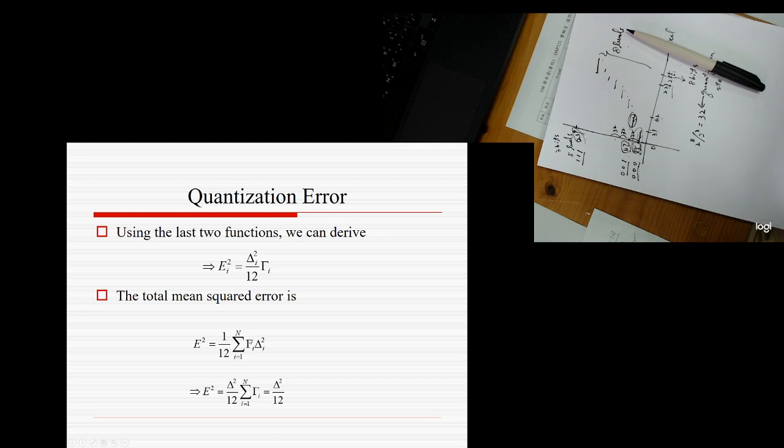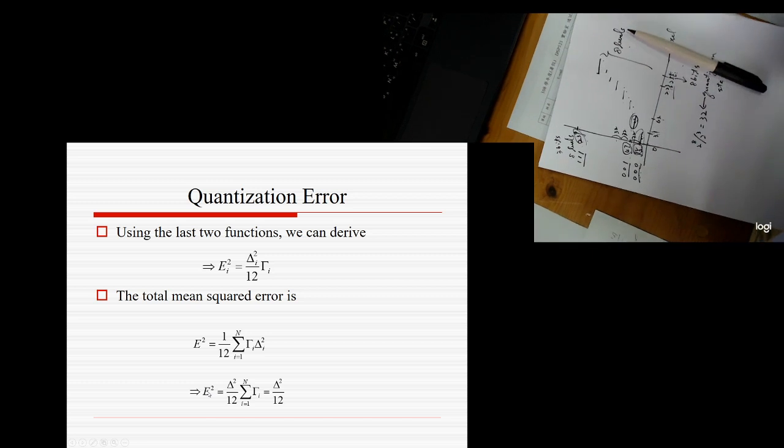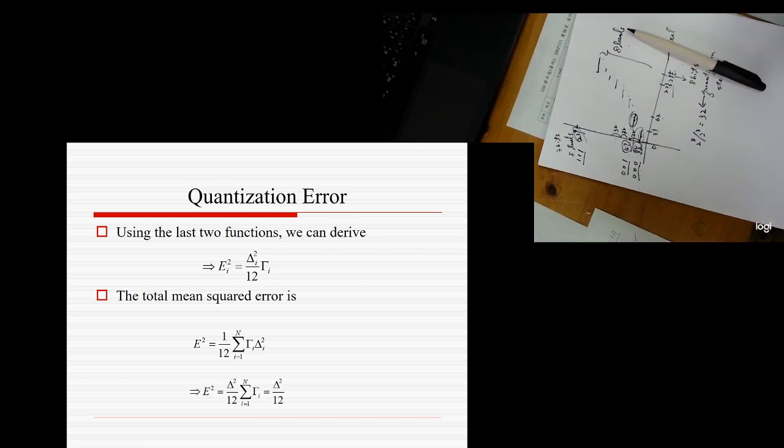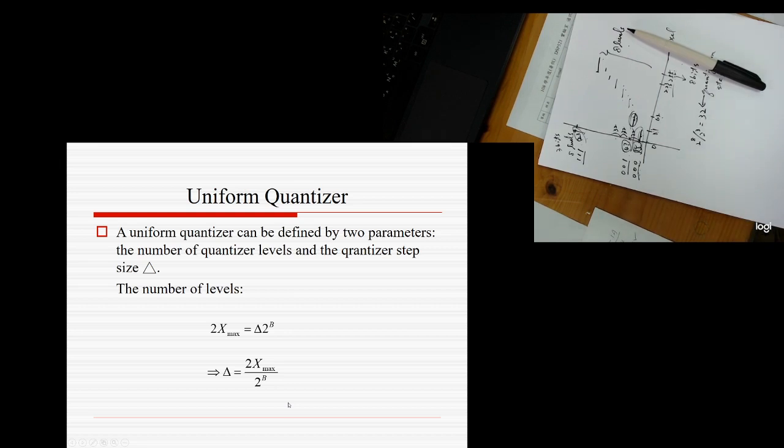However, p_i indicates your probability. Each quantization level contributes a probability. So suppose the probability over the whole quantization level, occupying your data dynamic range, should be equal to 1, so this summation will be equal to 1. So if your scalar quantizer is a uniform quantizer, your error function gives delta squared divided by 12.